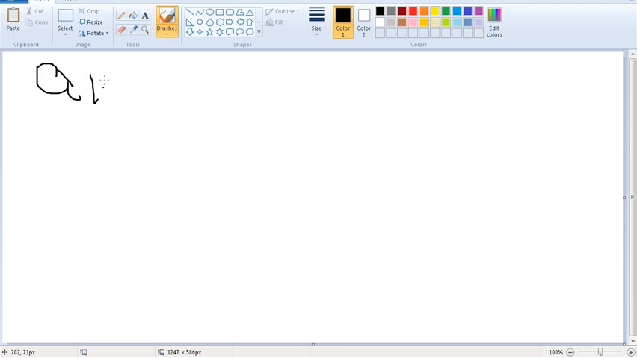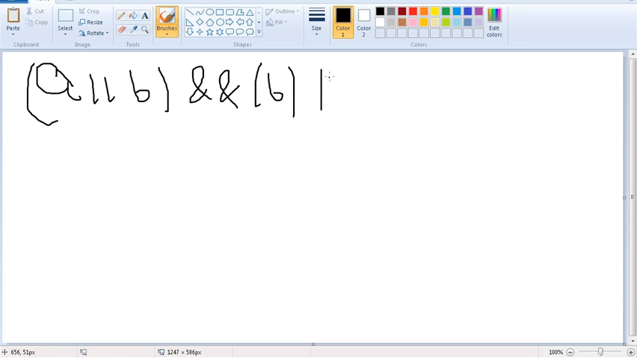Suppose A or B, into, that is AND only B, or B node and A node.